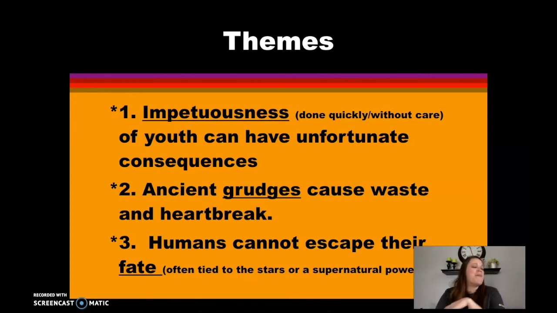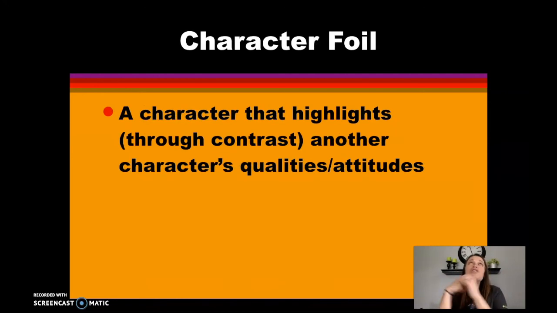You also should know the term character foil. I have a definition there, but I kind of like another one better. But here it is: a character that highlights through contrast another character's qualities or attitudes. When I talk about character foils, I think of 2 characters that disagree on a particular topic.